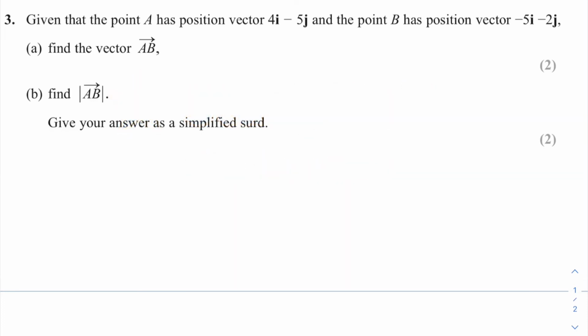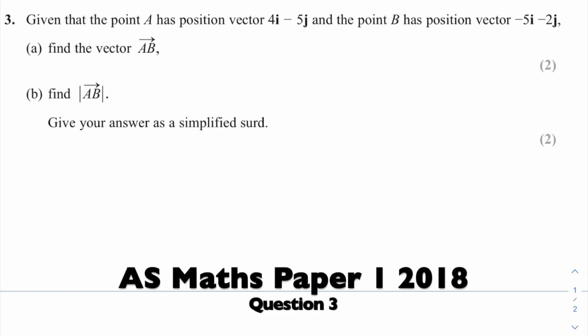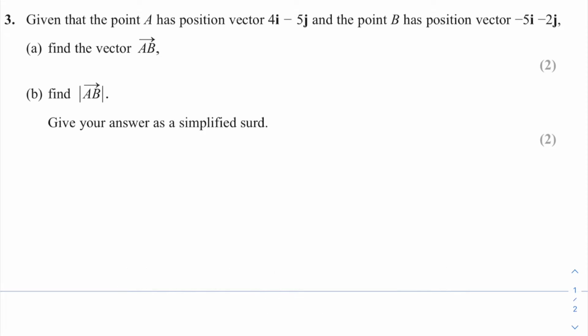This is a vectors question taken from AS Maths Paper 1 in 2018, so the pure paper from that year. Question 3, worth 4 marks in total, so shouldn't be too difficult. Given that the point A has position vector (4, -5) and the point B has position vector (-5, -2), in part A find the vector AB for 2 marks, and in part B find the magnitude of that vector for a further 2 marks and give your answer as a simplified surd.